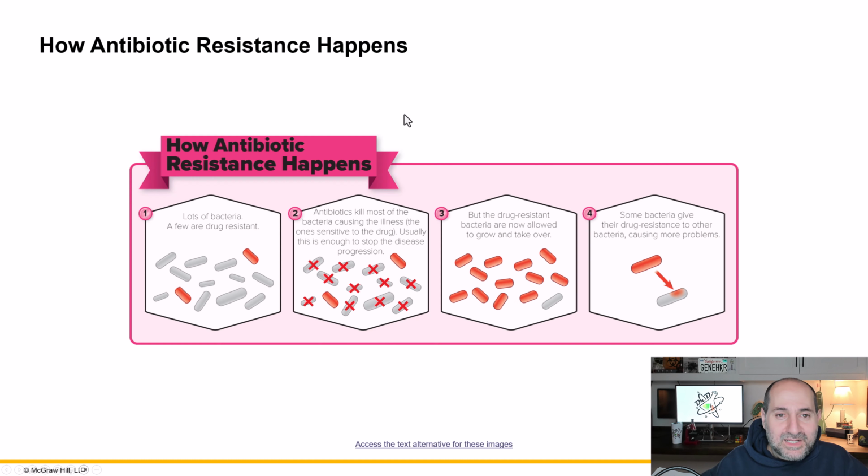This, remember, happens when lots of bacteria are present, but only a few are drug resistant due to random mutation. The antibiotics kill most of the bacteria causing the illness, but leave the most resistant bacteria behind, alive. Those resistant microbes grow and proliferate, and they become the majority of the population. And then later on, through horizontal gene transfer, those bacteria can give that drug resistance information to other species of bacteria as well.